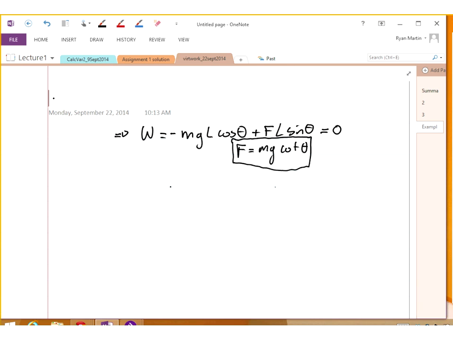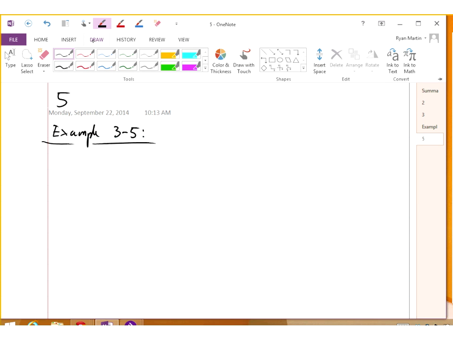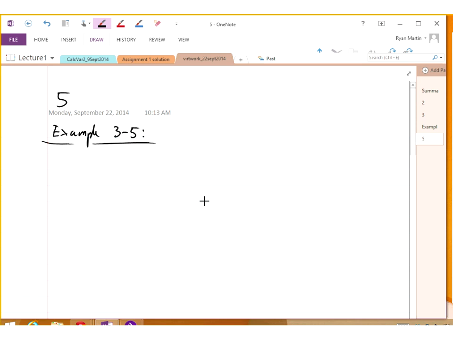So let's finish with one last example, since these technical issues meant we didn't get as far as we wanted. Page 5. So the last example is 3.5. It's going to require some drawing.